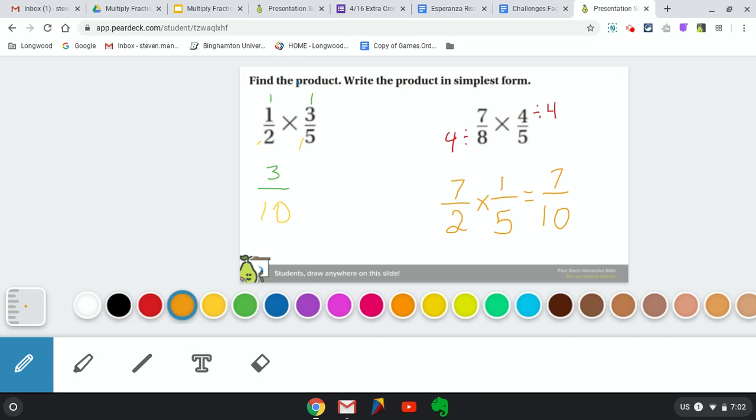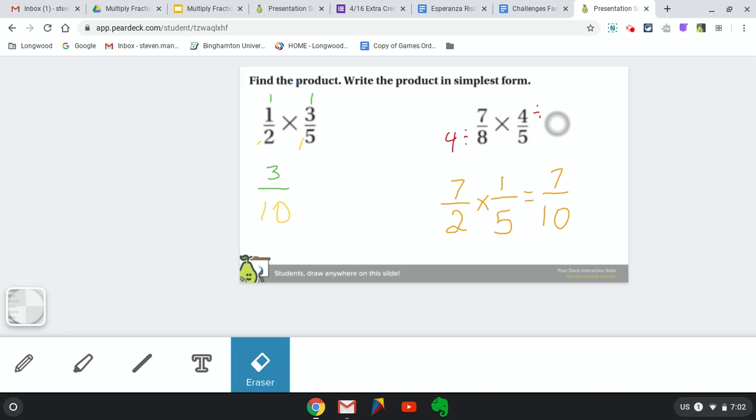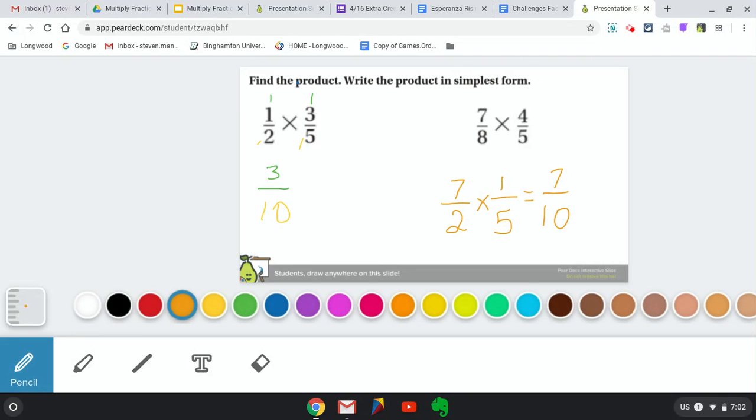Now, we don't have to do that, right? If we don't cross cancel, you can still get to this answer, but you're going to have to simplify at the end. So we could just say, all right, let's multiply our numerators and then multiply our denominators. So 7 times 4 is 28. And then we're going to multiply our denominators, and 5 times 8 is 40. So now I have to simplify this 28/40ths to get to my answer.